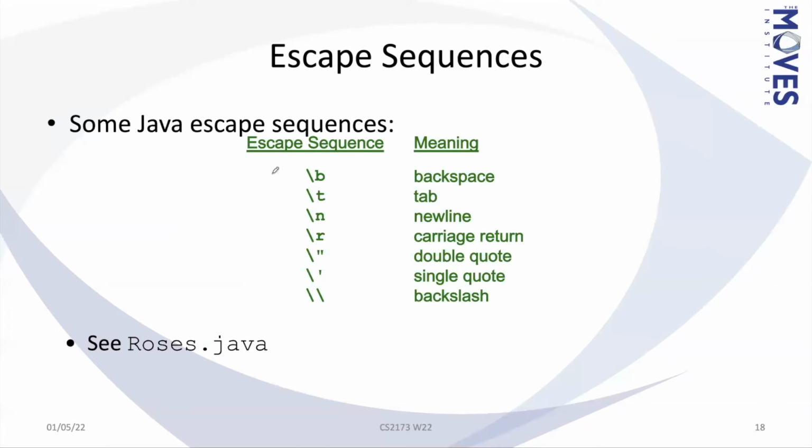So if you backspace, not used so much. Tab, one of the main ones. Tab is used a lot. New line is going to be used. Carriage return, not so much. The double quote, the single quote, or what if you want a backslash? Well, you have to escape the backslash.